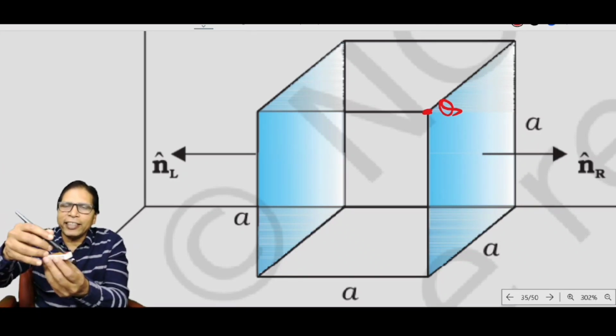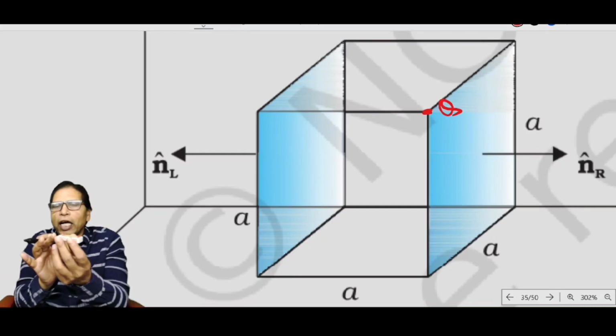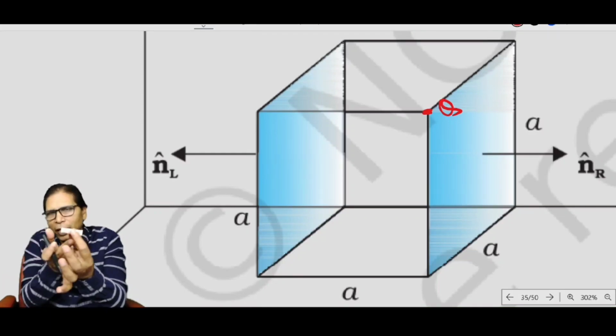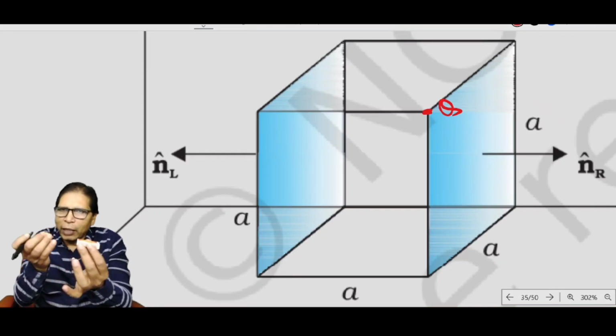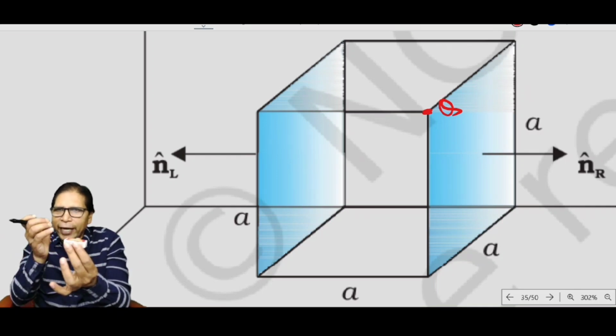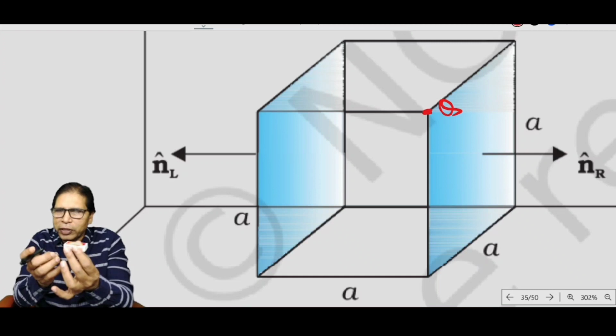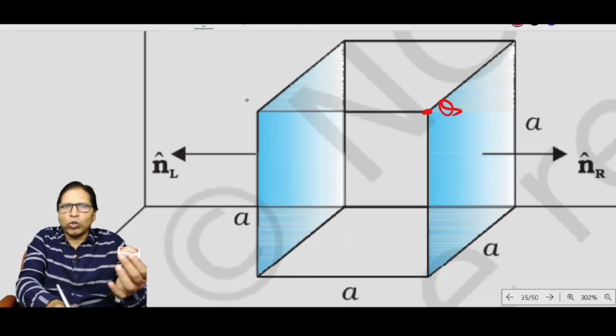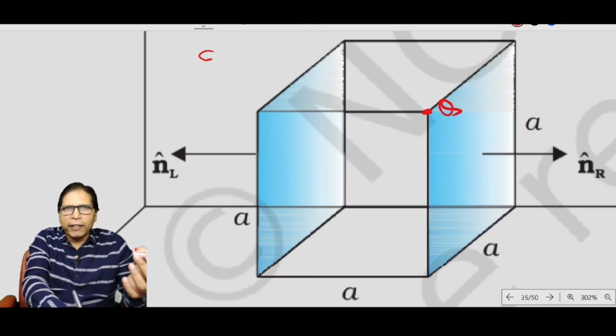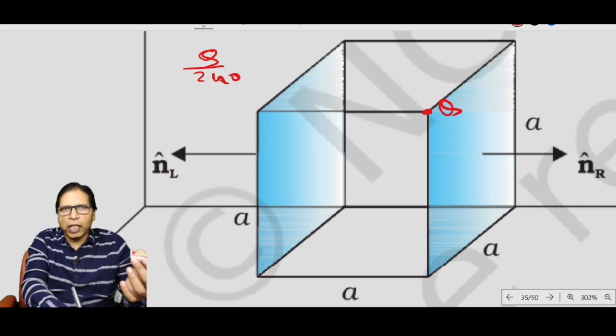Now look at this, the charge is here. So flux passes only through this surface and the bottom surface, so 3 surfaces. So this q by 8 epsilon naught flux is distributed among 3 surfaces. So the flux from a surface is q by 24 epsilon naught, and the flux through the cube is q by 8 epsilon naught.